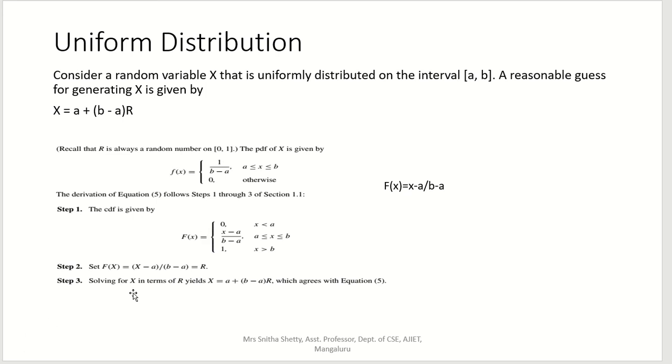Here is how we got the formula for x, based on the CDF. There was x minus a over b minus a. Next, we discussed the Weibull distribution.